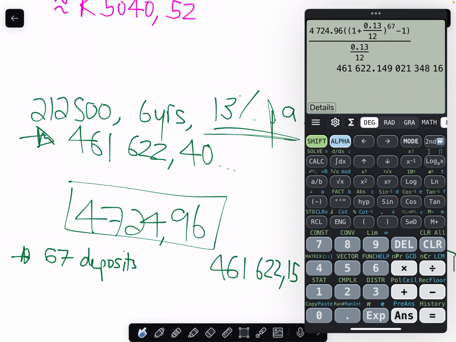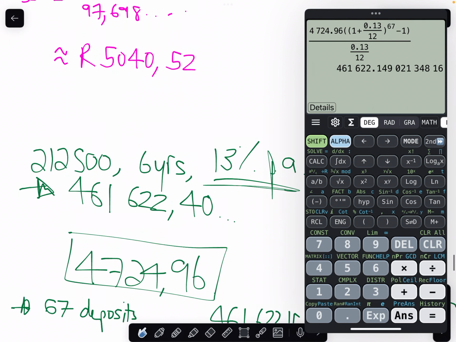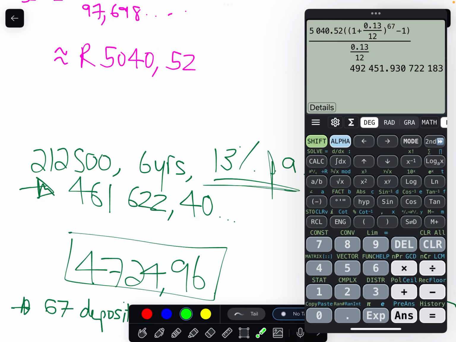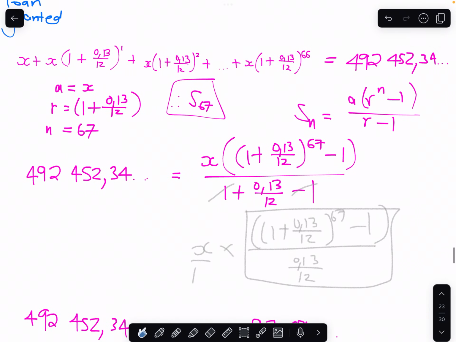Let me double check my answer. So my answer, I got 5040.52. So I get a dramatically bigger number. So my answer is definitely off. This answer from the memo is definitely on like a scone. So let me try to figure out where I went wrong.